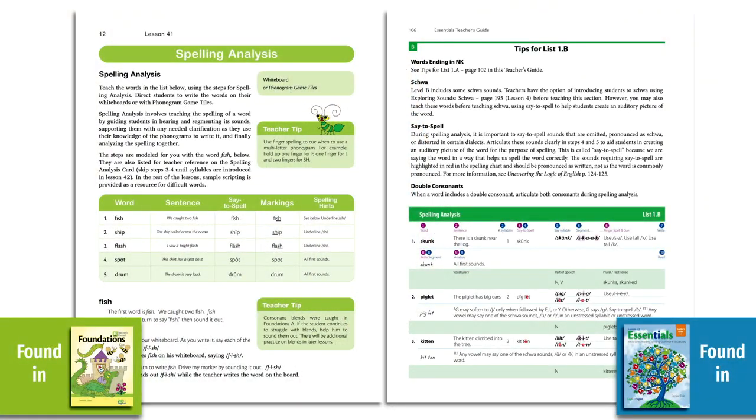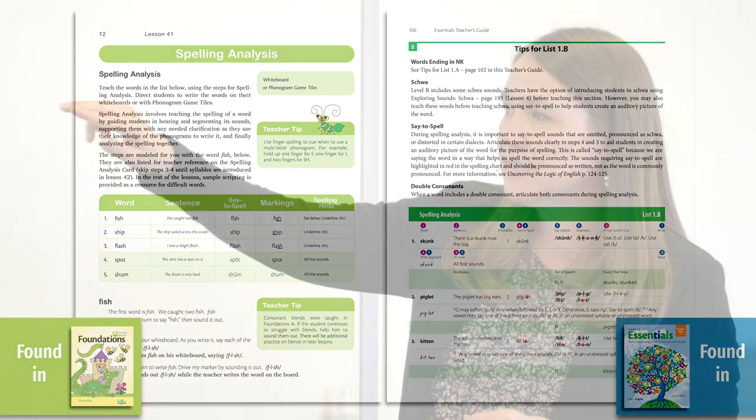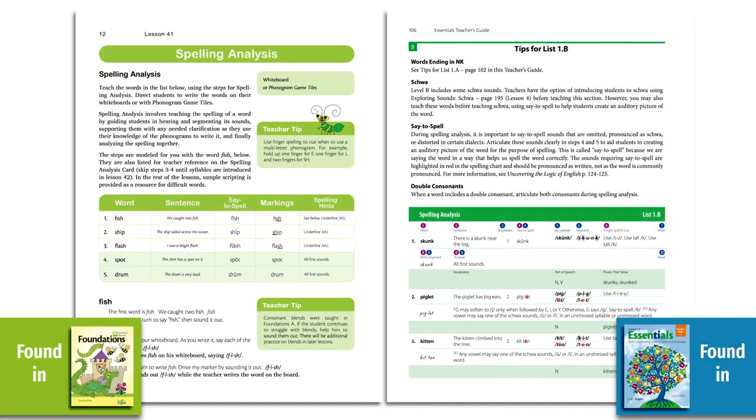So spelling analysis is embedded in both Foundations and in Essentials. And in Foundations, you'll see that the chart looks like that chart there on your left. And it includes the word, the sentence, how to say to spell that word, which we are going to get much more deeply into in day 3 of this training, how to mark the word, and any spelling hints you'd give as you mark the word.